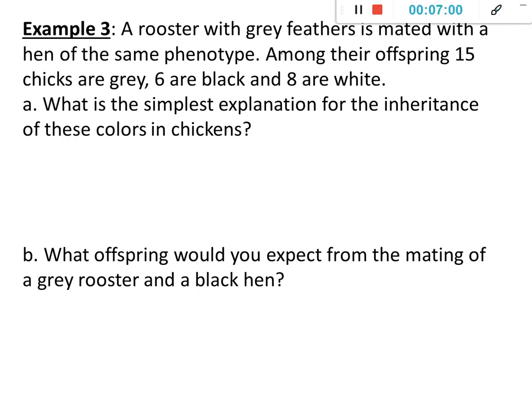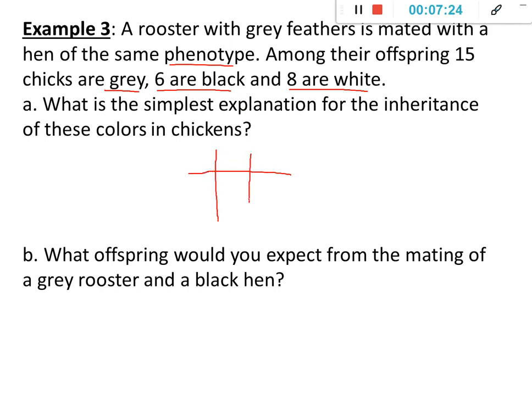Example 3, we have a rooster here with gray feathers mated with a hen of the same phenotype, so gray. Among their offspring, there's 15 chicks that are gray, 6 that are black, and 8 that are white. What's the simplest explanation for the inheritance of these colors? So if we have these 3 traits, it must be codominance if we have gray, black, and white. And so we have a combination between these 2 parents.